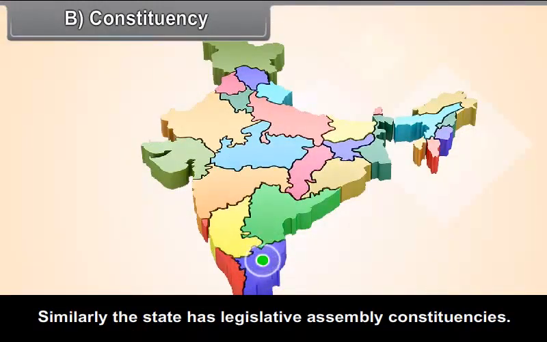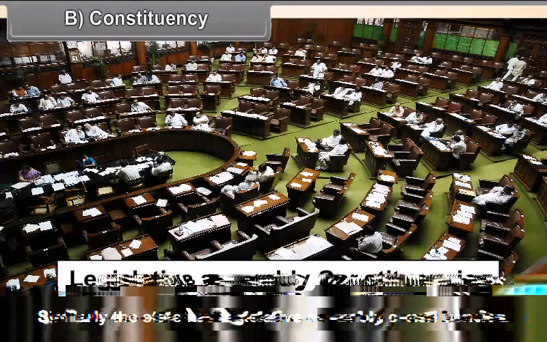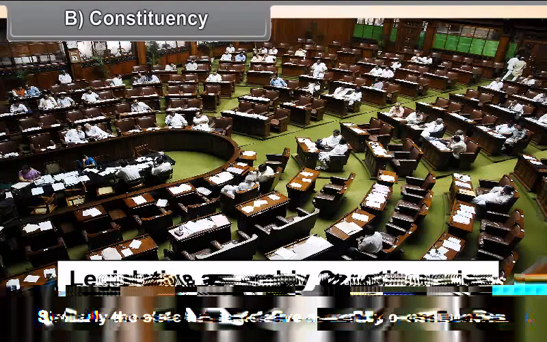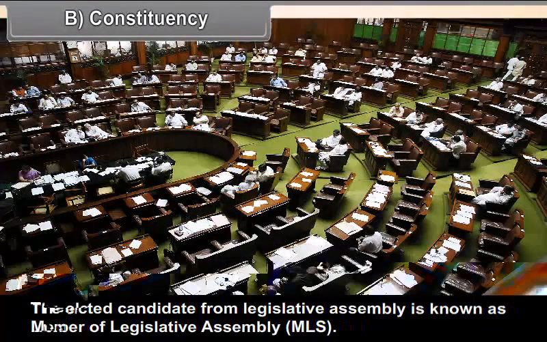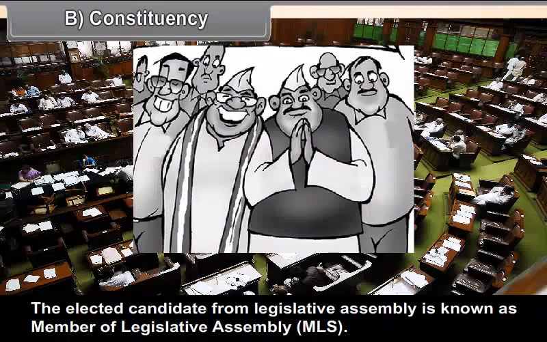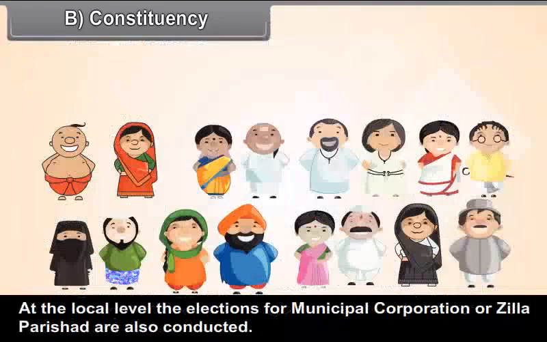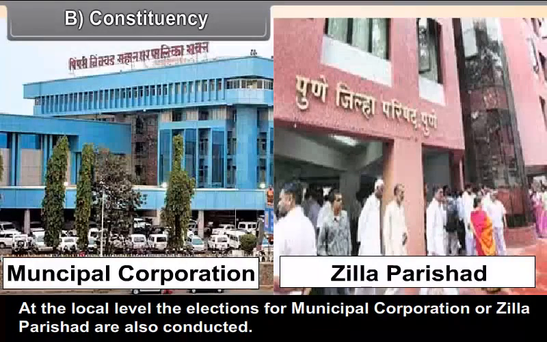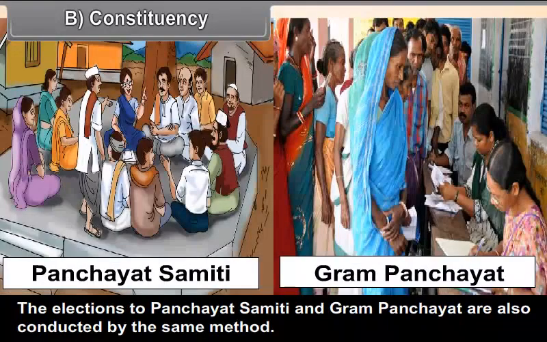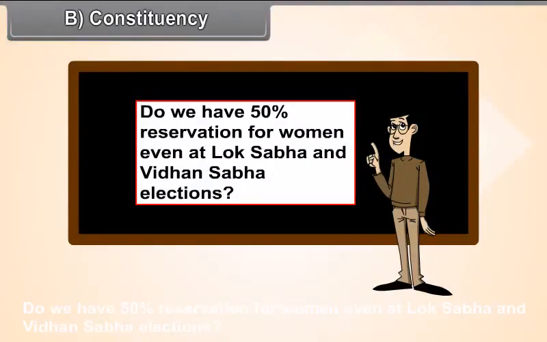Similarly, the state has legislative assembly constituencies. The elected candidate from a legislative assembly is known as Member of Legislative Assembly, MLA. At the local level, the elections for municipal corporation or Zilla Parishad are also conducted. The elections to Panchayat Samiti and Gram Panchayat are also conducted by the same method. Do we have 50% reservation for women even at Lok Sabha and Vidhan Sabha elections?